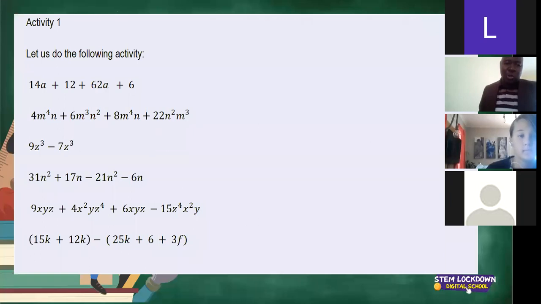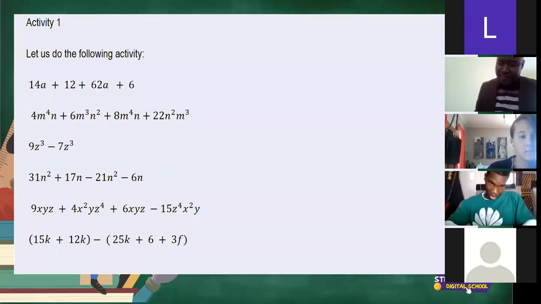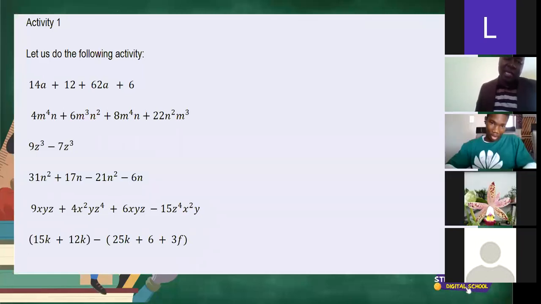Right. Can you tell us what did you find? Maybe firstly, tell us what are the like terms there? Tell us what are the like terms. Togozo, are you still there? Please tell me what are the like terms, terms that are the same, that look alike.